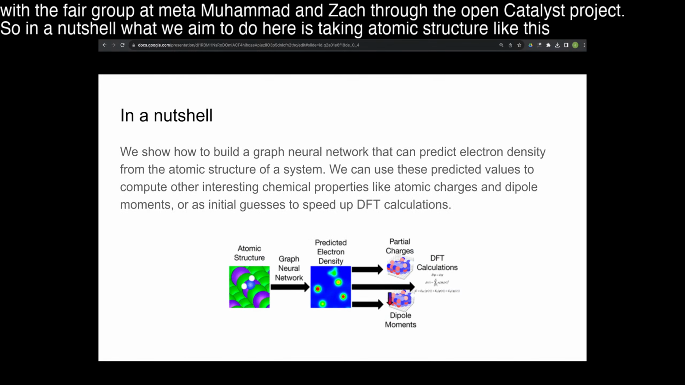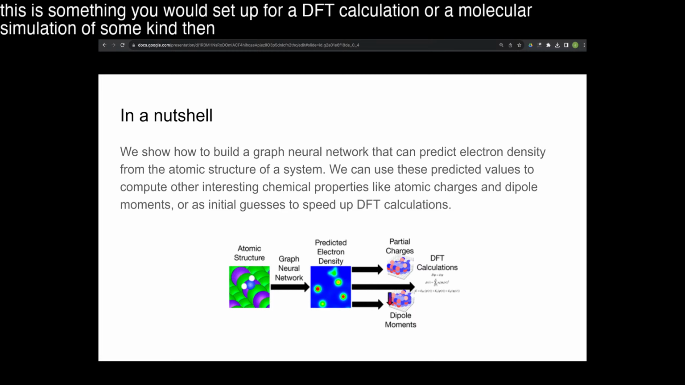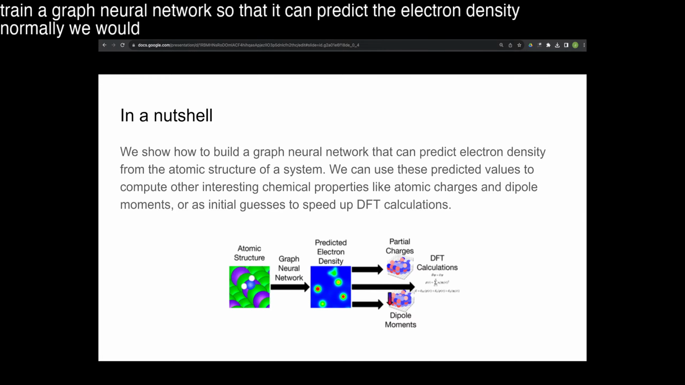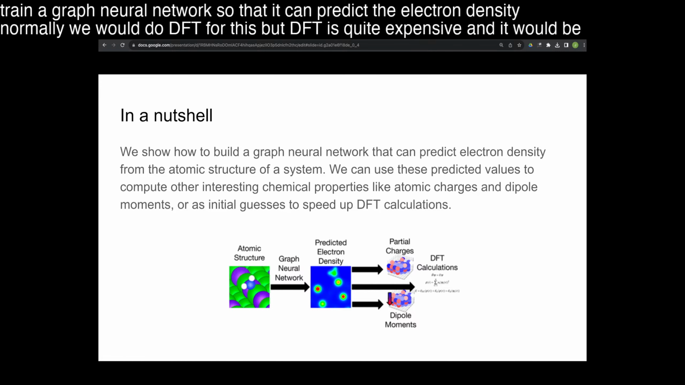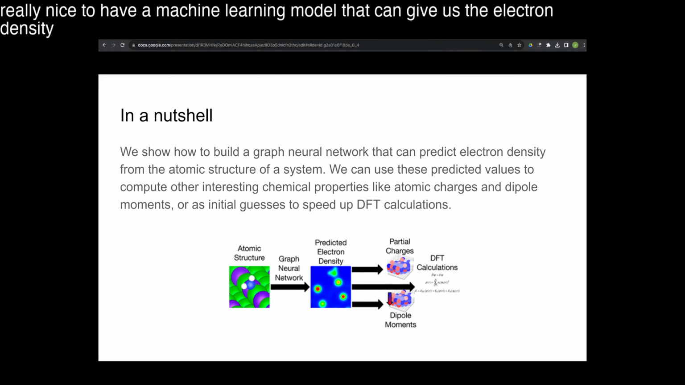this. This is something you would set up for a DFT calculation or a molecular simulation of some kind. Then build a graph representation of the structure and train a graph neural network so that it can predict the electron density. Normally we would do DFT for this, but DFT is quite expensive and it would be really nice to have a machine learned model that can give us the electron density for several reasons.